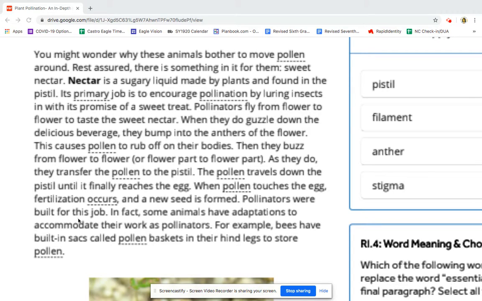Pollinators were built for this job. In fact, some animals have adaptations to accommodate their work as pollinators. For example, bees have built in sacs called pollen baskets in their hind legs to store pollen.